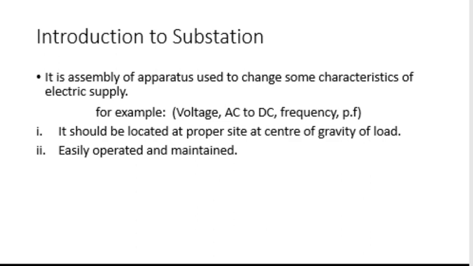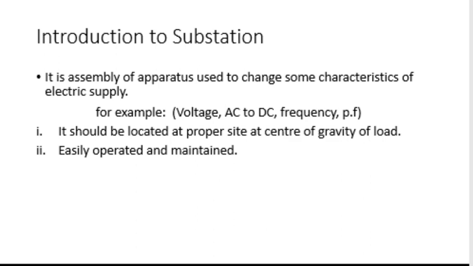So as you can see in the PPT, a substation is nothing but the assembly of apparatus used to change some characteristics of electric supply. What are those characteristics? For example, it is voltage. We can change our current from AC to DC.